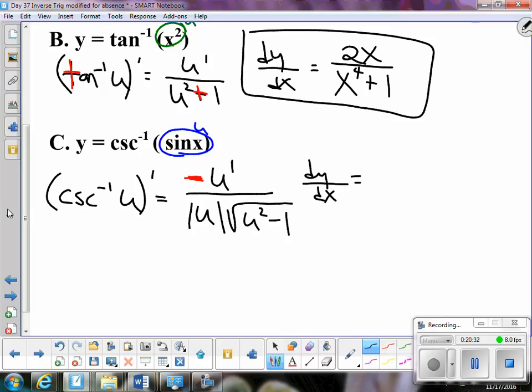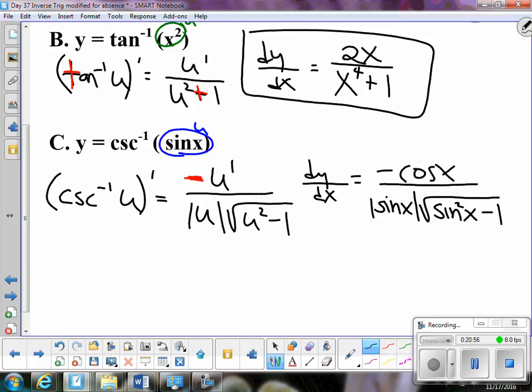So derivative of sine is cosine. So we have negative cosine of x over absolute value of u. So it's just the absolute value of sine x times the square root of u squared minus 1. Square root of u squared, so that's the sine of x squared, but you can write sine squared x minus 1.